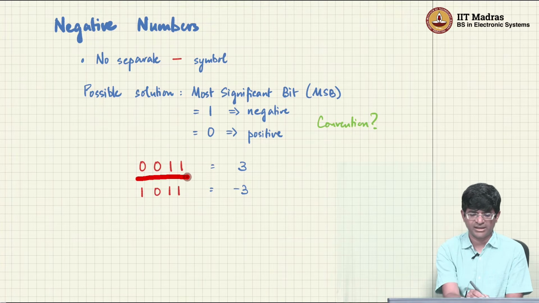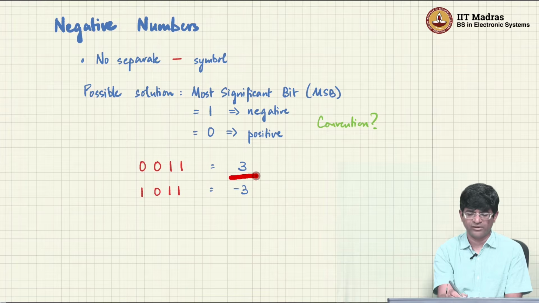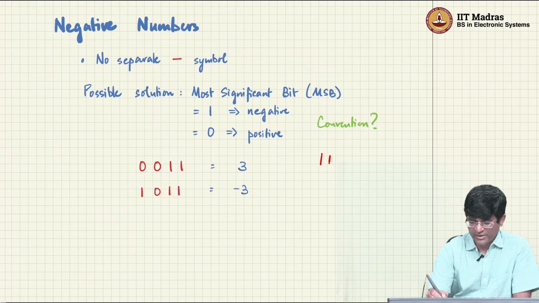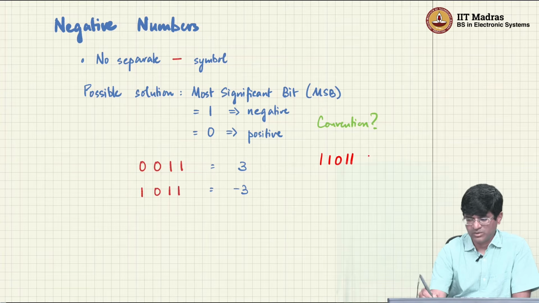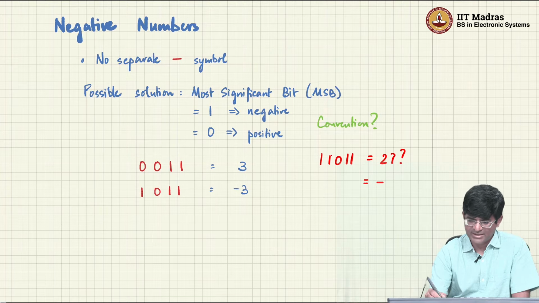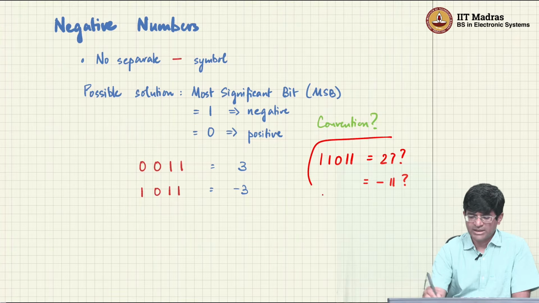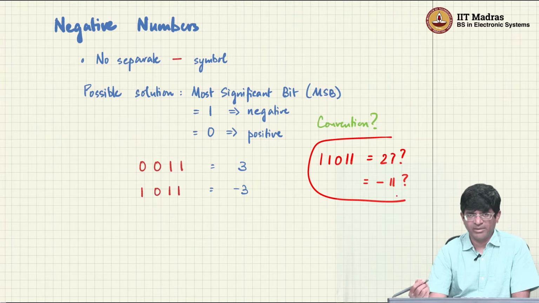So effectively what would happen is that the number 0011, for example, would have the value 3, and 1011 would have the value minus 3. Now what you need to keep in mind is, what is the value 11011? Is it equal to 27 as we saw earlier, or is it equal to minus, in this case 8 plus 2 plus 1, so that's 11? Which one of these is it? This is essentially the question that immediately pops up when I see something of this sort.